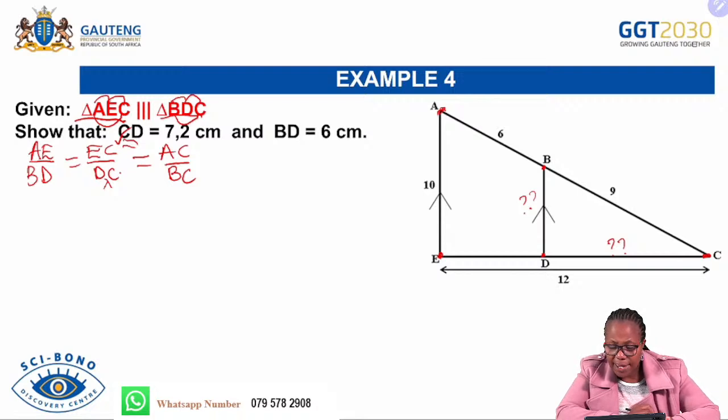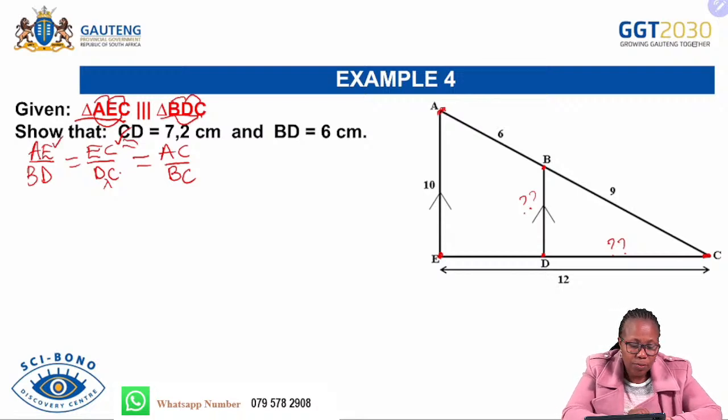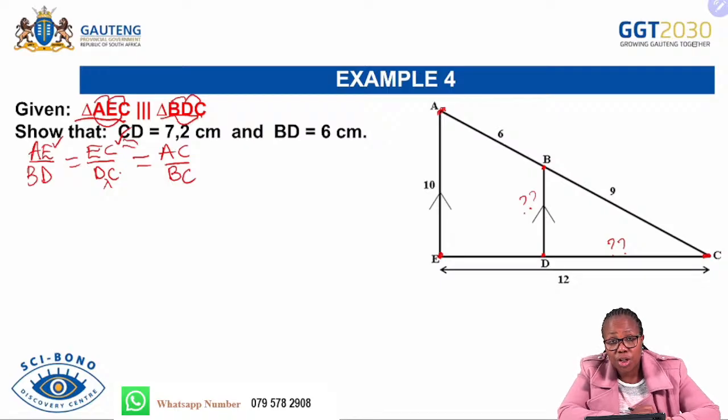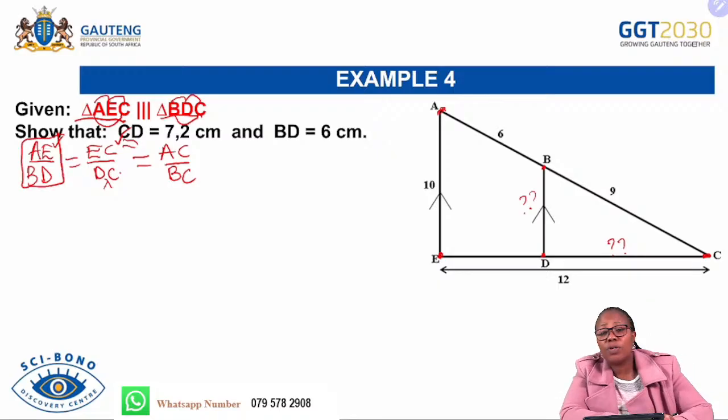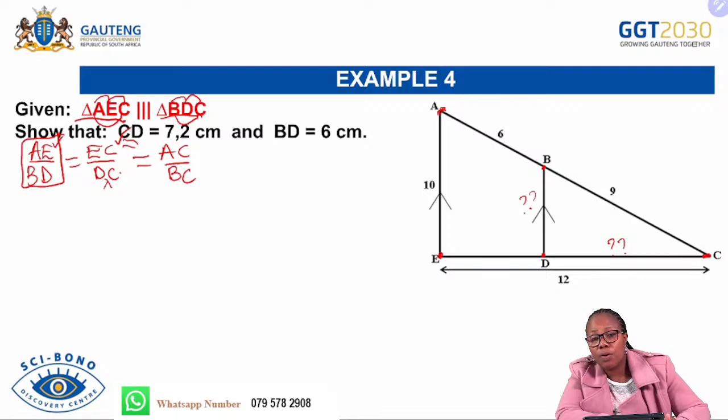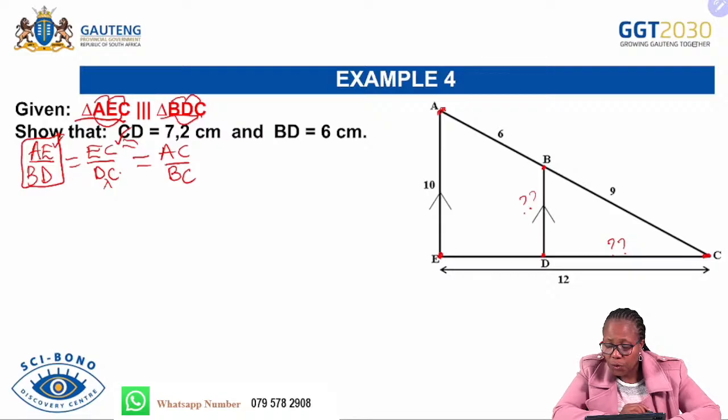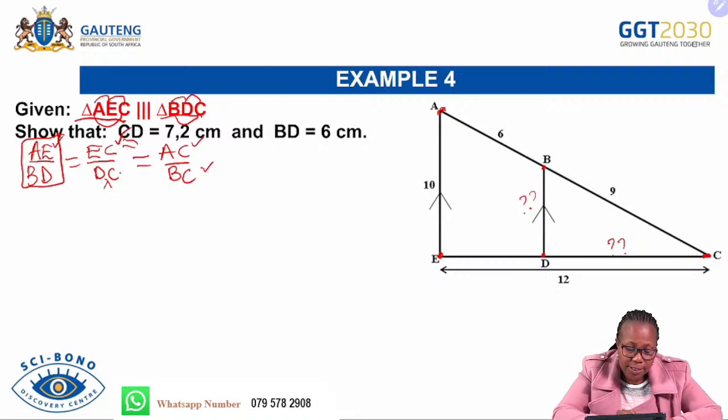Okay. Do we have AE maybe? Yes, we do have AE. Which ratio can I take now to solve DC? Do we have BD? No, I don't have the value of BD. That means I cannot use this particular ratio now because it's giving me too many unknowns. Moving now to the AC and BC, checking AC. Do I have AC? Yes, AC is 9 plus 6. Do I have BC? Yes, BC is 9.